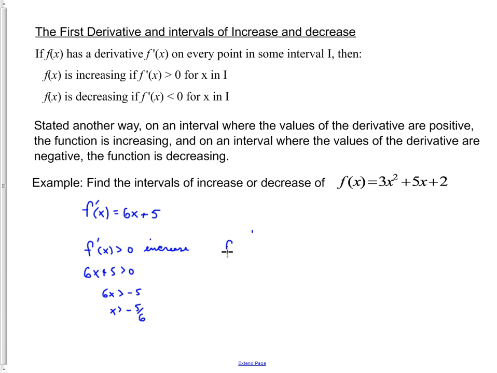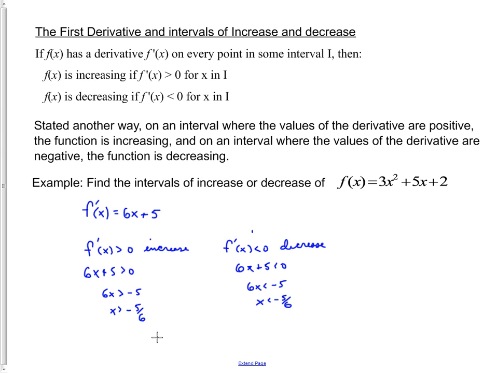Likewise, we said that f prime of x negative implies that we get a decrease. So where does this function decrease? Well, wherever 6x plus 5 is less than 0. So let's run through the math right here. Of course, this is exactly the same problem as on the left, except the direction of the inequality is different. So we're saying it's decreasing wherever x is less than negative 5/6.